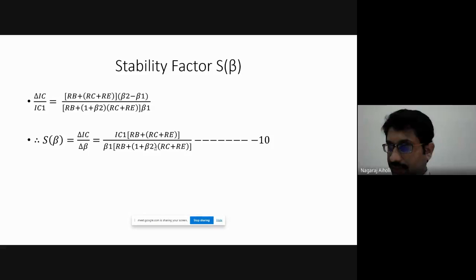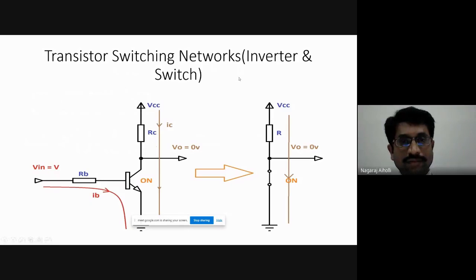Okay, so let us move on. I will give just an introduction to transistor switching networks. A transistor can be used as a switch or as an inverter. If we operate the transistor in the cutoff and saturation regions, then we can make the transistor work as a switch and also as an inverter. Let us see how the transistor works as a switch or as an inverter.